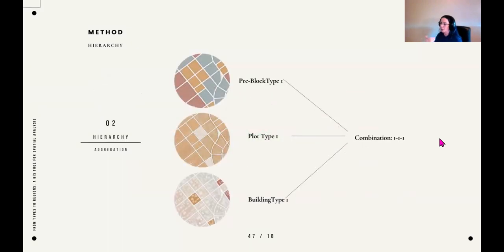Based on that, we can define, as an example here, pre-block types. Type 1, for example, plot type 1 and building type 1. So we create a combination, a sequence, in order to identify the types within the different layers. We'll go back to this in a second.